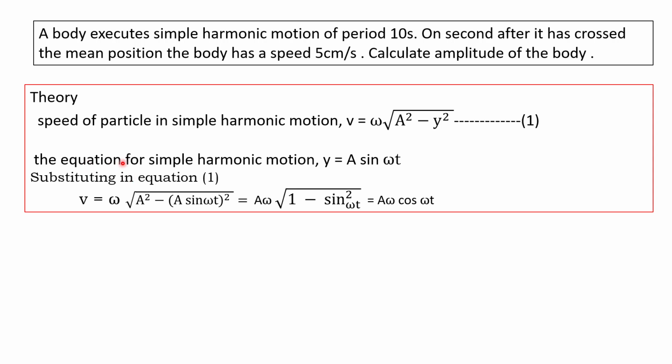The equation for displacement of a particle in simple harmonic motion is y equal to a sine omega t. So instead of y, we can substitute a sine omega t here. a is taken outside the square root. We get a omega here, and inside 1 minus sine square omega t, that is, v is equal to a omega cos omega t.